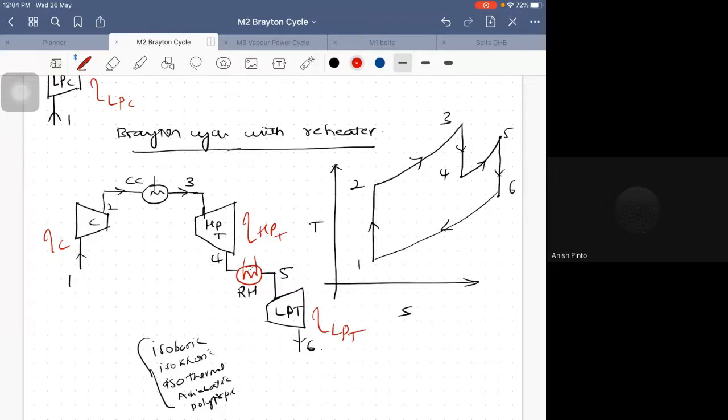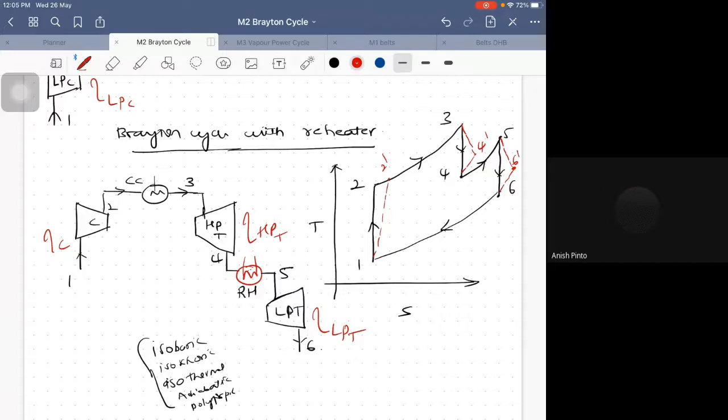2'. So now it would not be at 2, it would deviate somewhat and meet at 2 dash. Very good. Now, what about 3 to 4? Because the efficiency of the HP turbine is given, it would meet somewhere at 4 dash, like this. Now, because the efficiency of the LP turbine is also given, what necessary changes do I have to make? 6 dash. This is 6 dash. Very good.